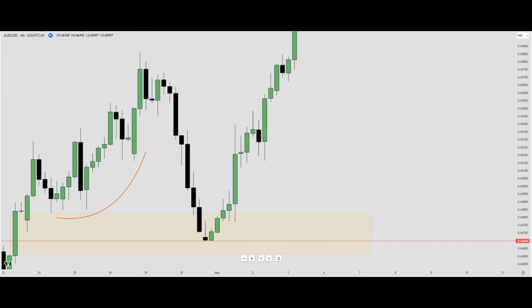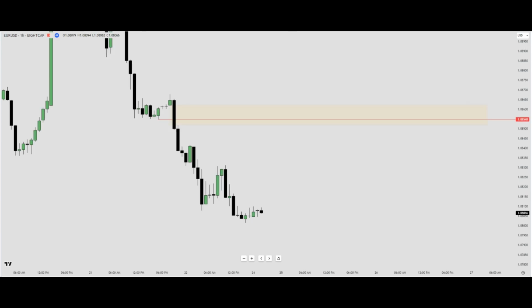Boom. And there you have it. You can see how price rallied all the way from that particular high all the way to the buy side. So let's look at another example.